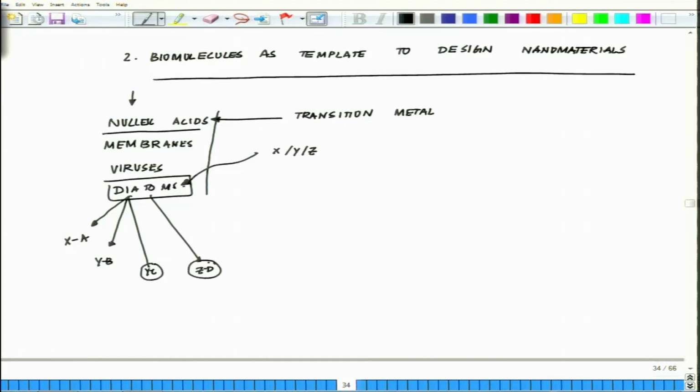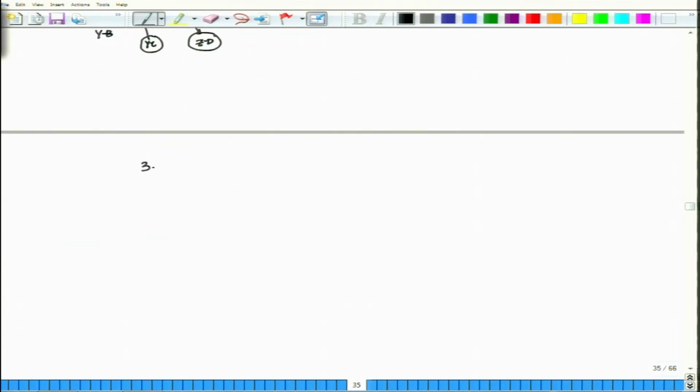Something like this. Okay. So, these are template assisted synthesis, and the third in that series is the next one, which is plant extract for nanomaterial synthesis.